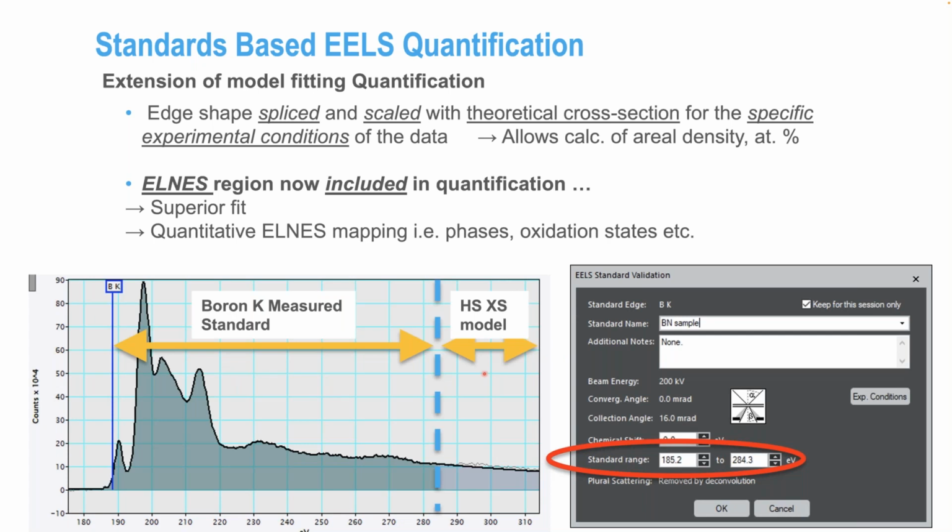So essentially we are scaling our measured edge shape to this cross-section model, and that allows us to calculate areal density, volumetric density, and so forth. There are two massive advantages of doing this. We get a superior fit because we're able to fit accurately in a region that we previously couldn't fit at all. And then we can go a step further than just the simple cross-section shapes. We can do quantitative ELNES mapping, so we can do full quant of different phases of the same element or oxidation states and so forth. So how does plural scattering correction factor into the standards-based approach?